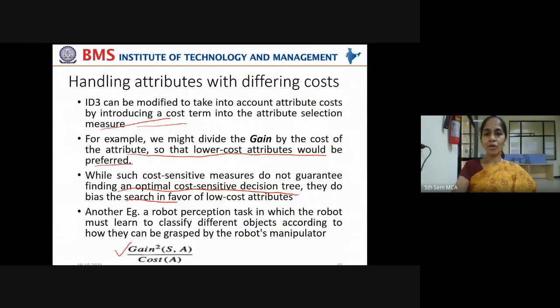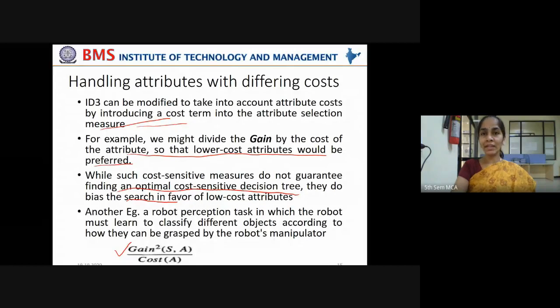Gain square of, rather than taking normal information gain, they are taking the square of the information gain and dividing it by the cost of that particular attribute, right? So as the cost increases, the information gain reduces. As the time taken to scan a particular edge increases, information gain with that reduces for the robot in learning.